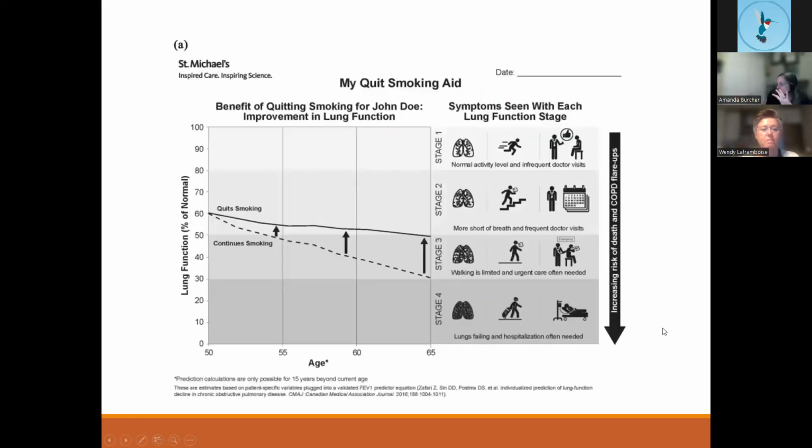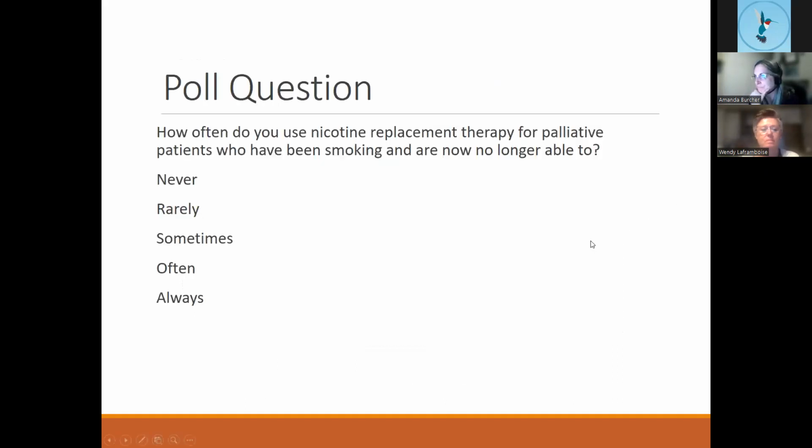This is very similar to the Fletcher graph that Wendy showed earlier, so I'm not going to spend a lot of time on it, but it's from St. Michael's, and it's a quit smoking aid. It shows that even if you're very late stage when you quit smoking, you can significantly impact your walking and reduce your urgent care visits. Like Wendy was saying earlier, there is still evidence of benefit from quitting smoking, even very late in the illness trajectory.